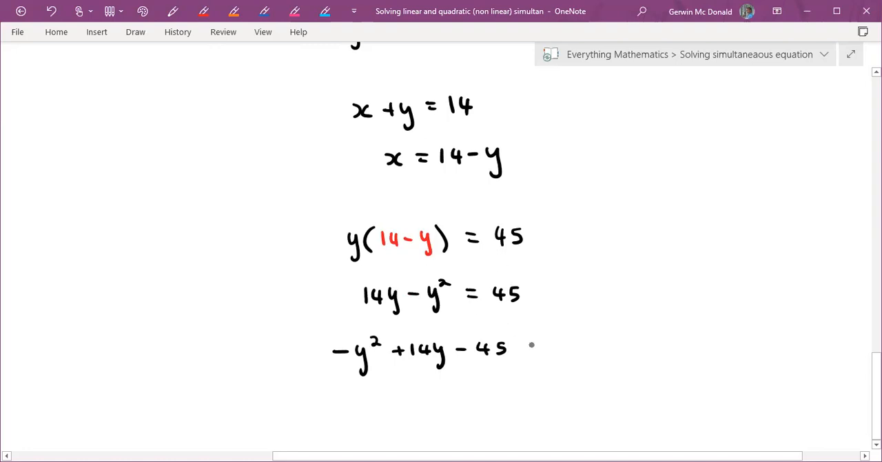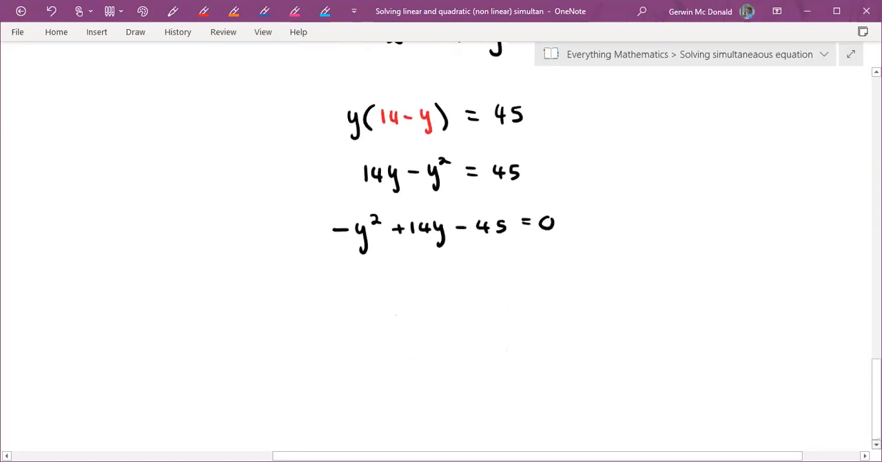I send this 45 to the other side, and all that's equal to 0. Good. And once I reach this scenario here, again, I find my AC, and I notice that my AC here would be 45. And again, I want two factors of 45 that can add or subtract to give me B, which is 14 here. And in this case, I can clearly see it's 9 and 5. Let's try that first. If it doesn't work, I would see if there's another factor.